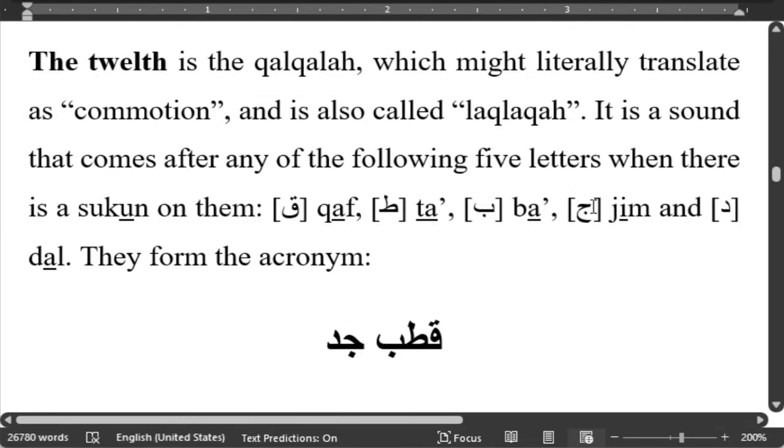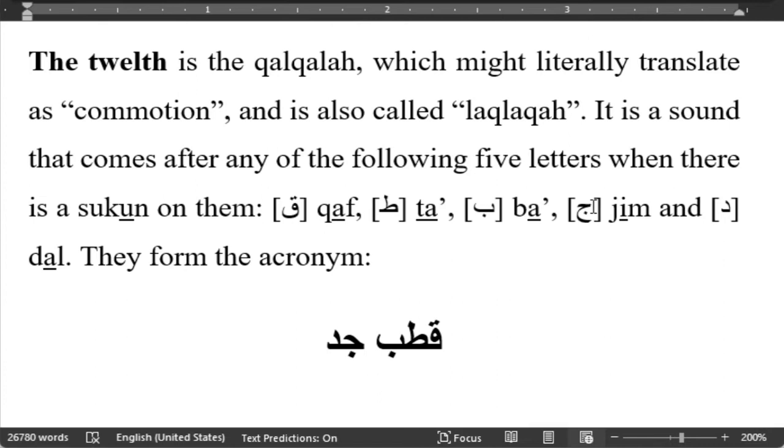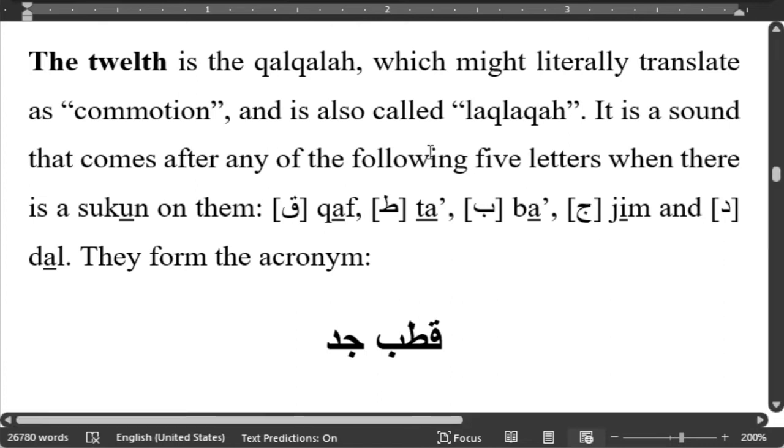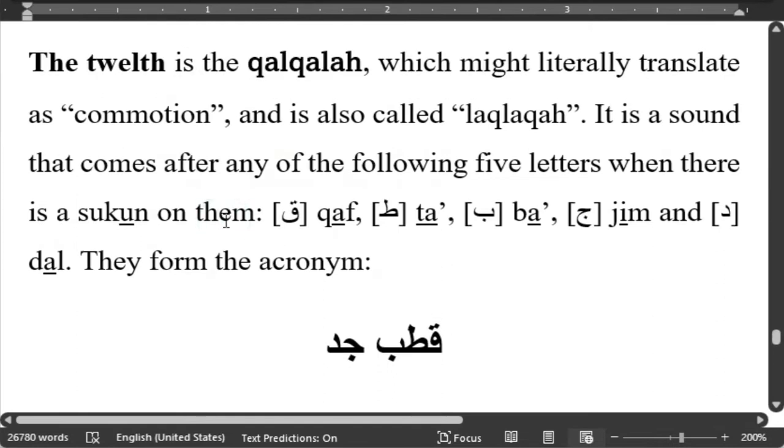The 12th attribute is the qalqalah, which might literally translate as commotion. Qalqalah means ibtirab. It is also called laqlaqah, by flipping the lam and the qaf. Qalqalah, laqlaqah.